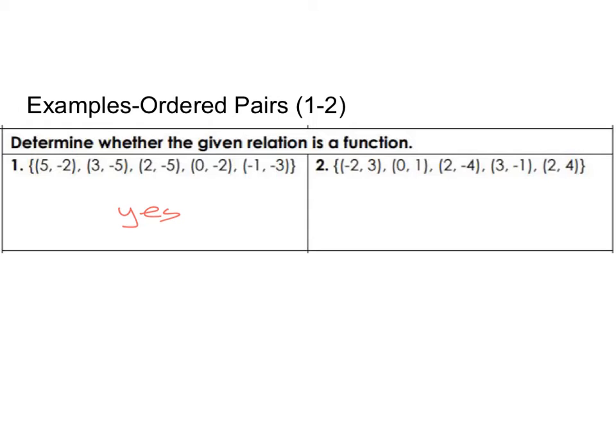If we look at 2, what you're looking for is -2, 0, 2, 3, 2. Oh, I heard 2 twice. So we're looking here. We have two x values that are giving us basically two different outputs. So 1, 2, giving us two different outputs. This is not a function.